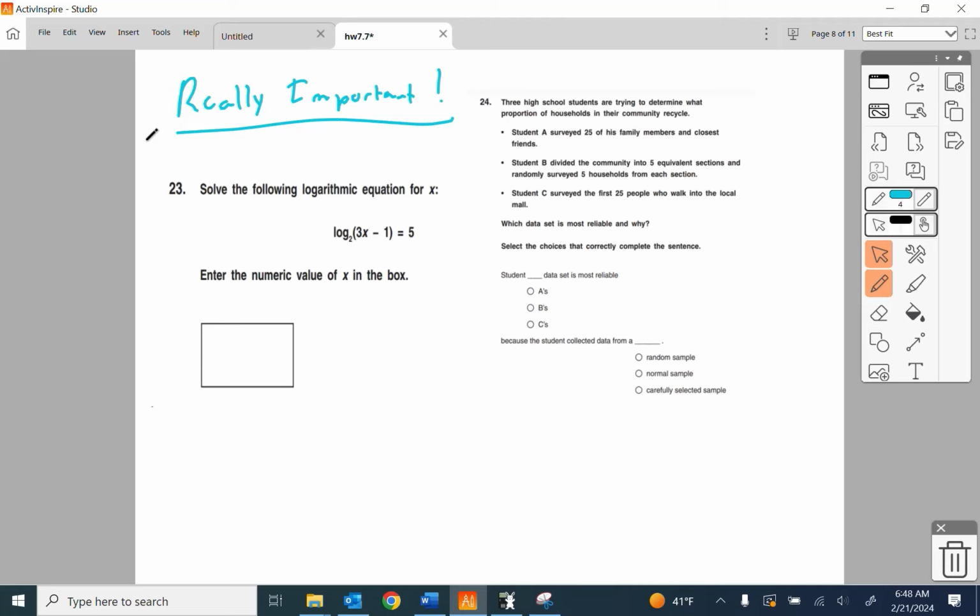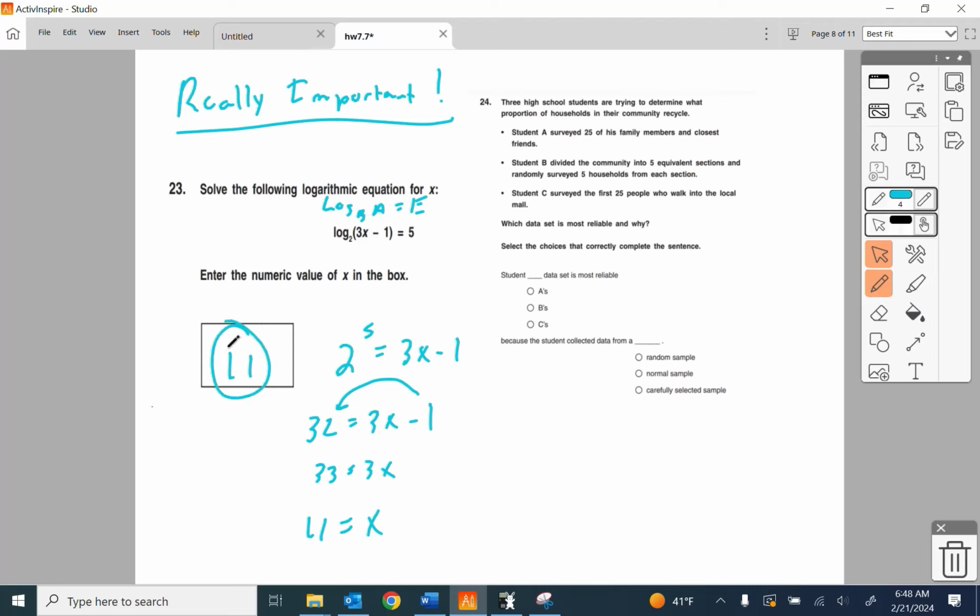Solve the following logarithm equation for x. This one is so simple. This is straight up log is bay. We have a base of 2, an exponent of 5, and it equals 3x minus 1. 2 to the 5th is going to be 32. We're going to add 1. 33 is 3x. And divide by 3, and our x value is 11.